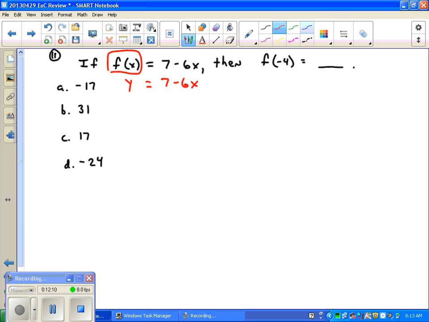And then it says, f of negative 4. That means in place of x. So it says f of x, you plug it in place of x. So 7 minus 6 times negative 4. So negative times a negative is a positive 24, and it's being subtracted from 7. 7 minus 24 is negative 17.